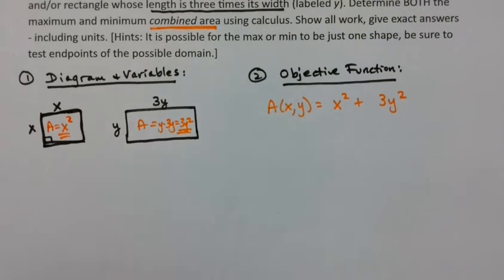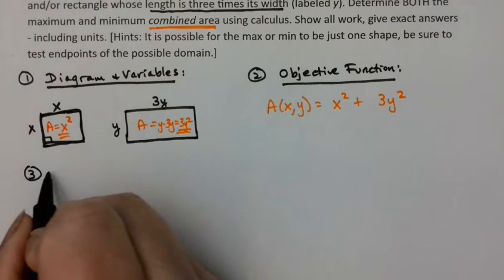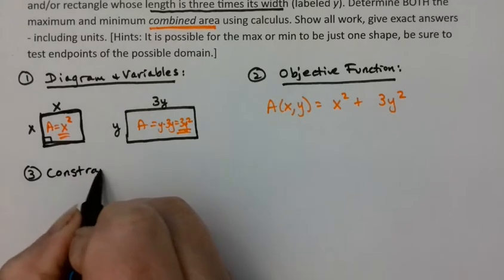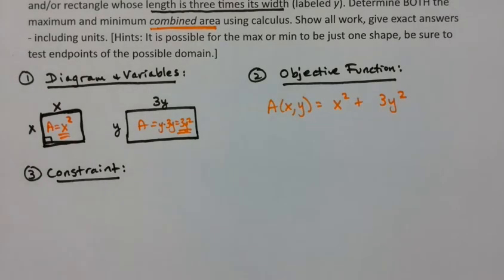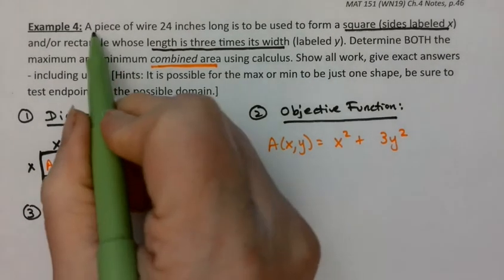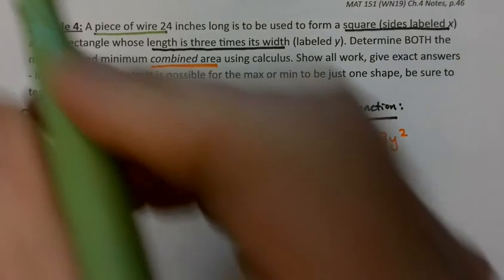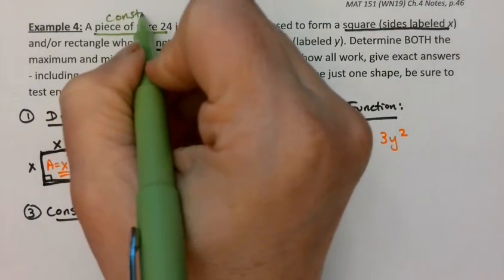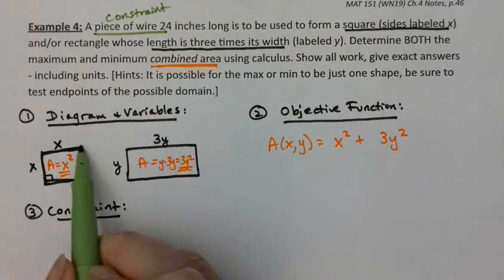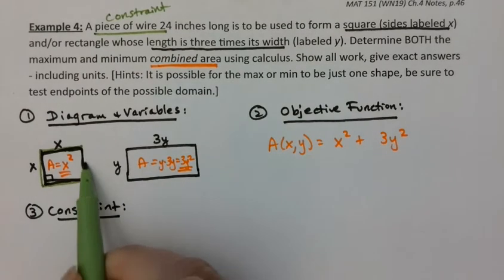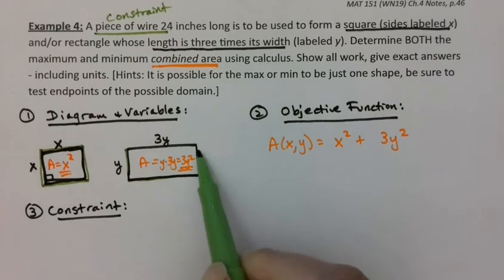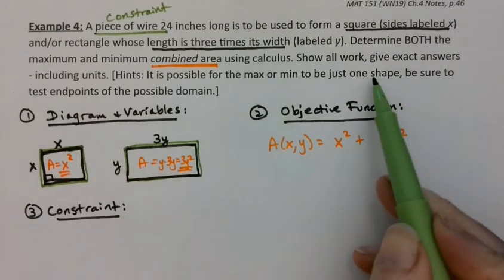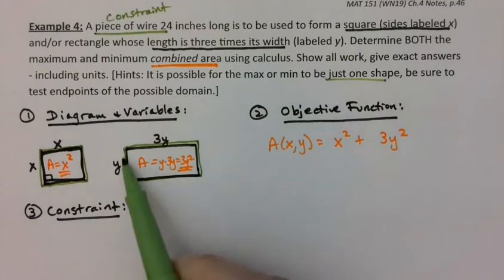All right, now we were given a constraint. At the very beginning of the problem, it tells us that we only have 24 inches of wire in order to build this. Right here, 24 inches of wire. So that's our constraint. Now the wire is used to build the actual square, and the wire is used to build the rectangle. Keep in mind, you could build just one shape or both shapes, right?